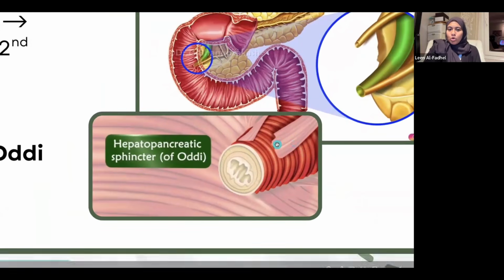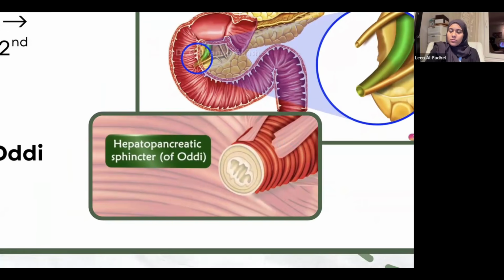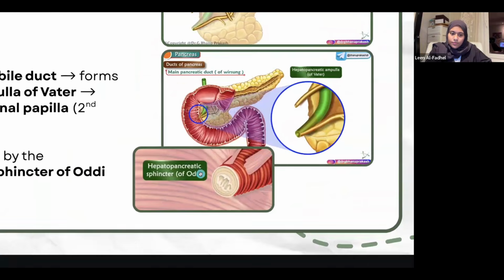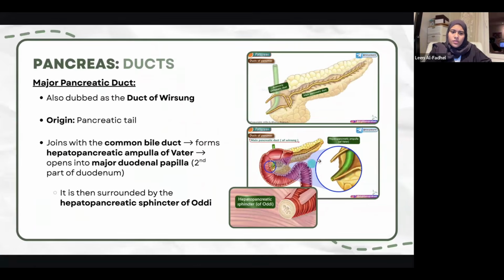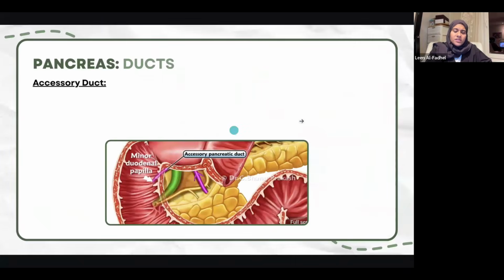But we need to control the amount of digestive enzymes that we are secreting, right? We cannot just keep on throwing it all onto the duodenum. There has to be some sort of control. And that control comes from it being a sphincter. So some muscles will wrap around the ampulla and it will create a sphincter called the hepatopancreatic sphincter of Oddi. Okay?